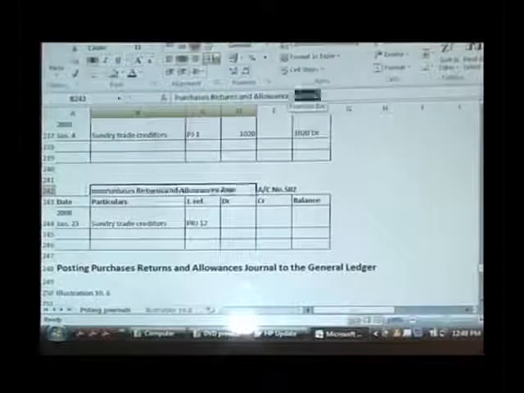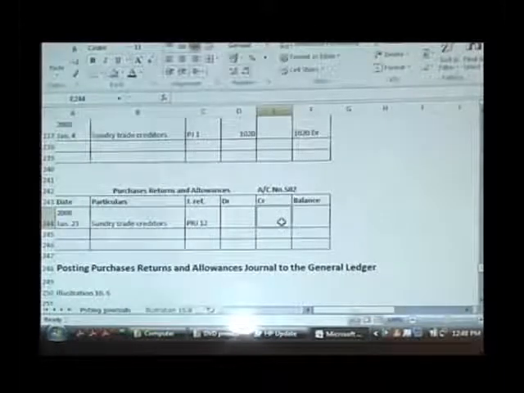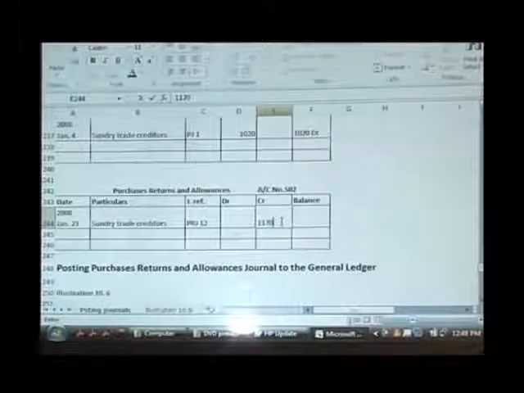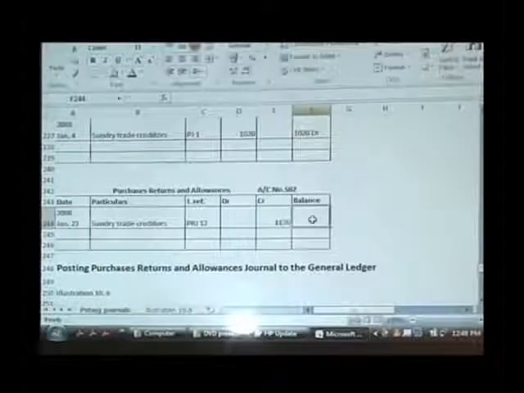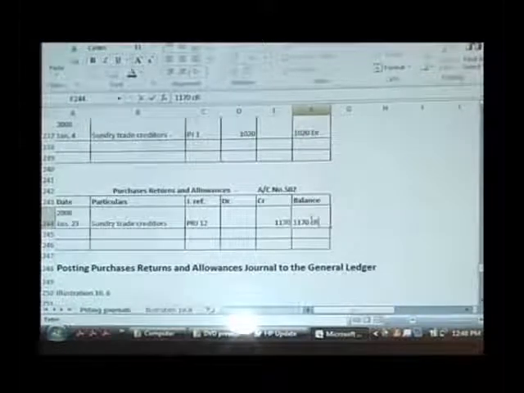Purchases returns and allowances account. This is not journal. 1170. Balance column also 1170. Credit.